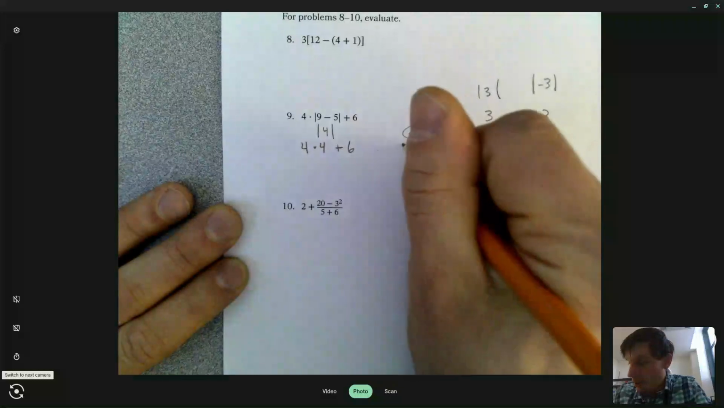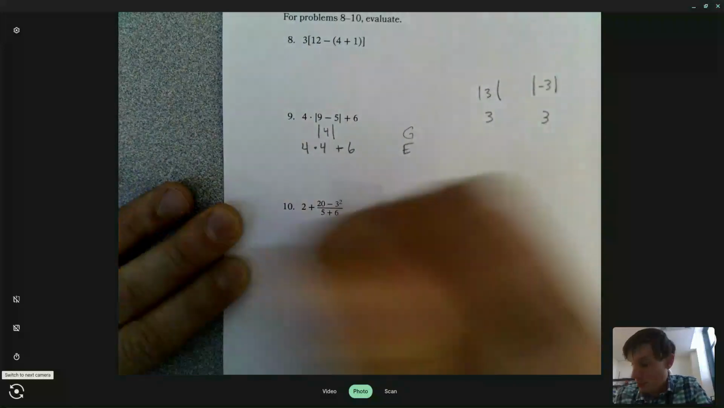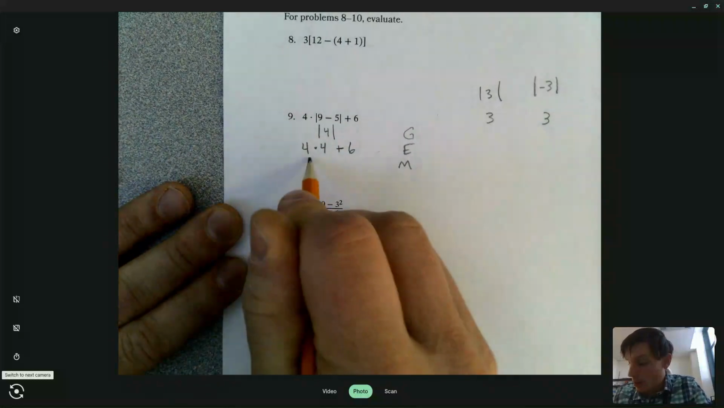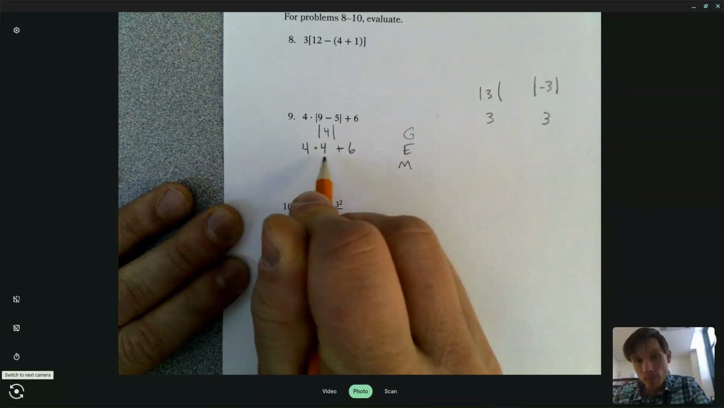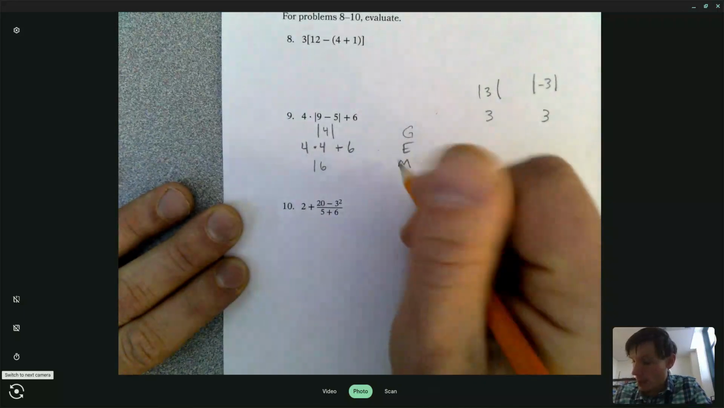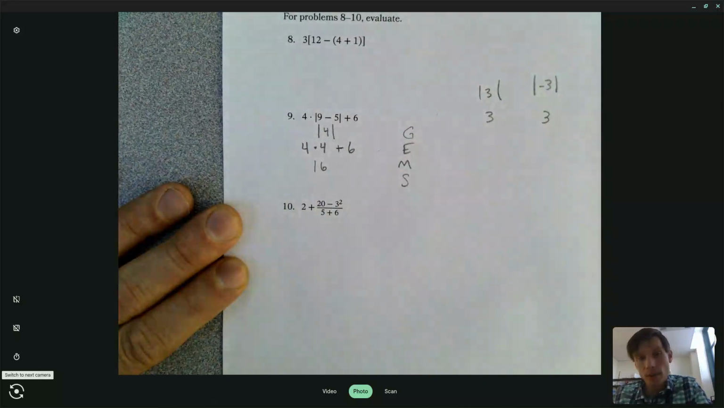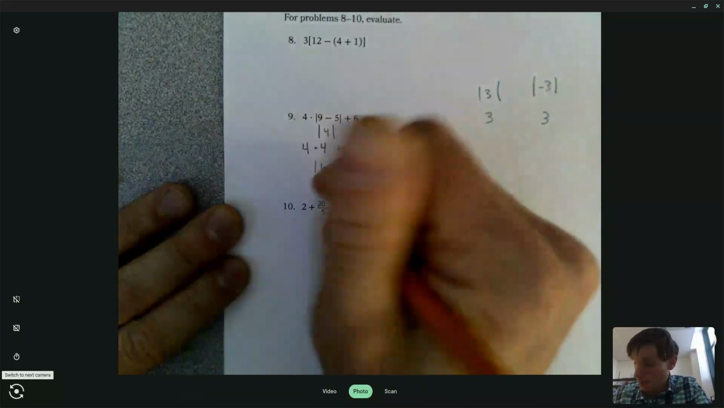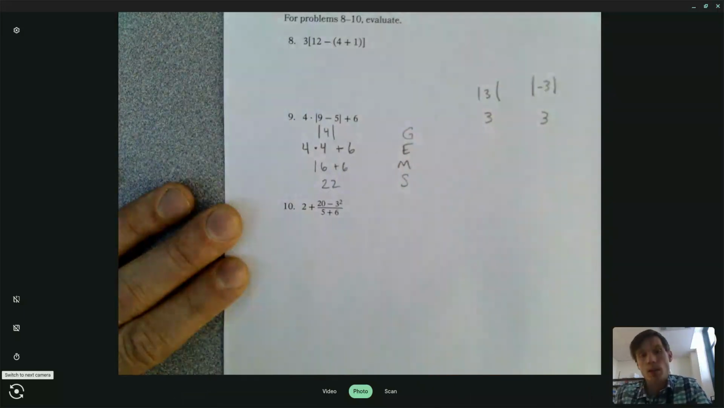We look at the E, exponents. No exponents here. So we go on to M, multiply and divide left to right. So we're going to multiply left to right there. Right, 4 times 4 is 16. Okay, and now we're up to add and subtract left to right. So we're just going to add that 6. 16 plus 6, 22. And we have our solution.